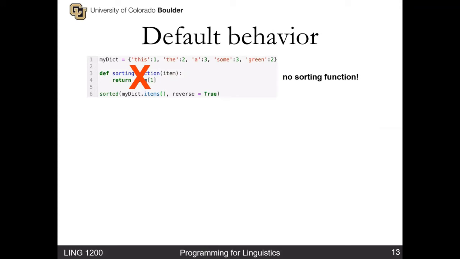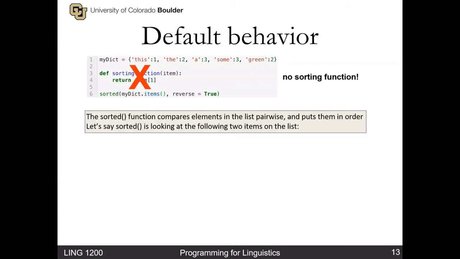So the default behavior without this sorting function, this is what we saw before in the other video, not using the key argument. What's happening behind the scenes here is that the sorted function compares the elements in the list pairwise. So it's taking two elements from our list of tuples that we got from our dictionary, so our dot items, and it's going to compare those two and try to put them in order.